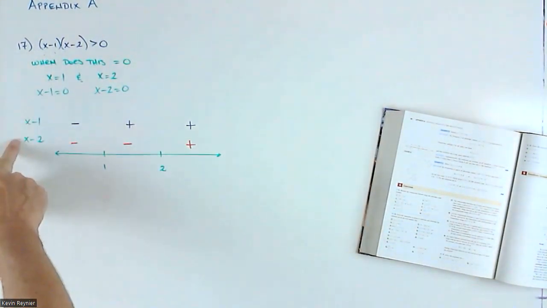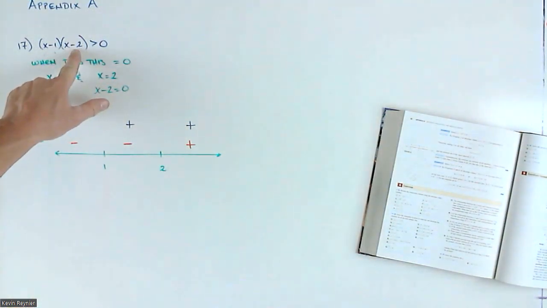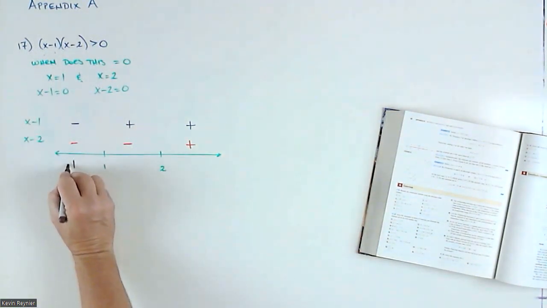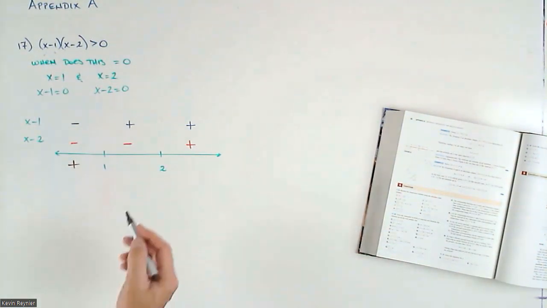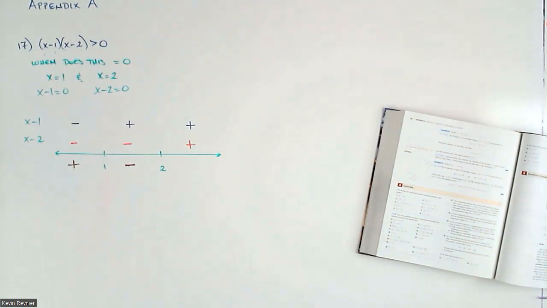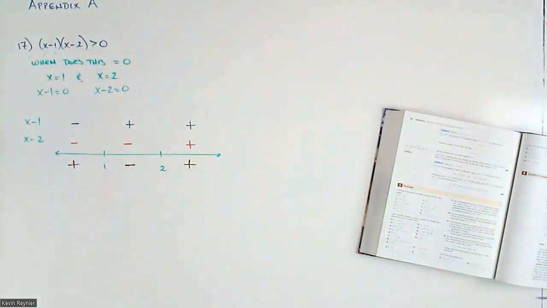Now, these two factors are multiplied together in our problem, right? This is the technique we use when there's multiplication or division. And then we do what? We simply say, well, we're multiplying these together. So we multiply these together. Two negatives multiplied together make a positive. So I'm going to put a plus right there in that region. A positive times a negative makes a negative. So I'm going to put a minus sign right there. A positive times a positive makes a positive. So I'm going to put a positive right there.